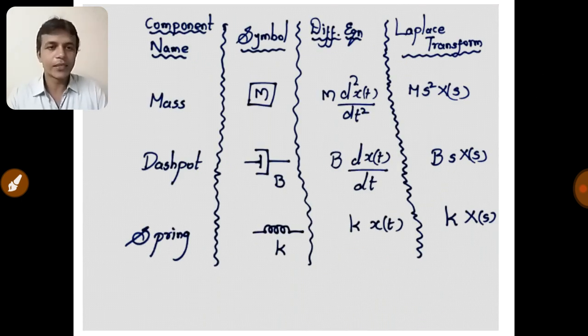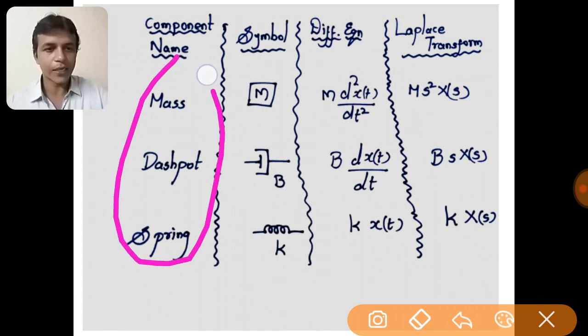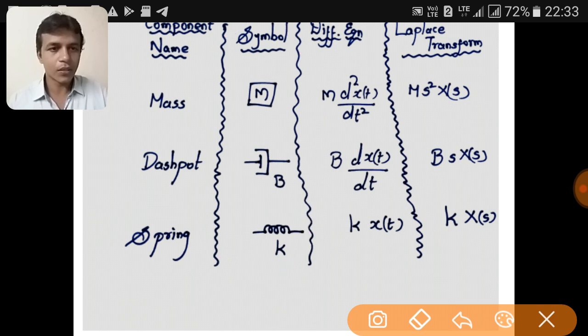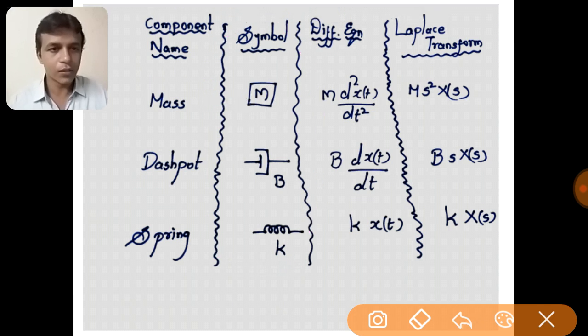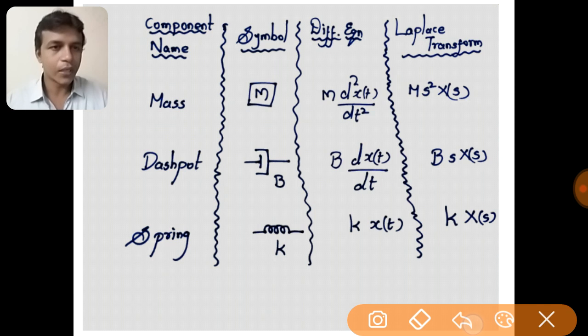So now, in this slide I have summarized all the things that we have discussed today. These are the components: mass, dashpot and spring, the symbolic representation of all these components. Here I forgot this, it should be drawn like this, two lines on both the sides, and the differential equation of these components.